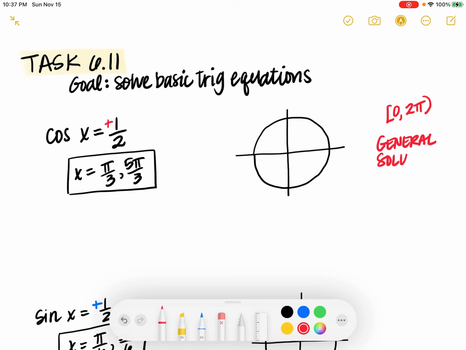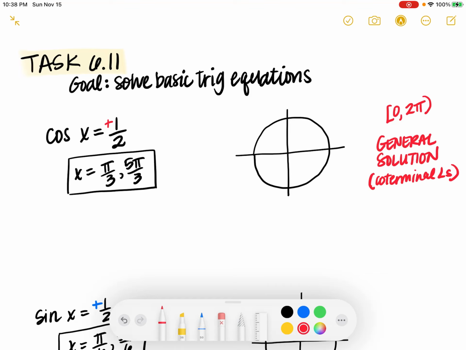The general solution is saying, well, I know there is this repeating pattern. Every time we make a new circle, we're going to come across those same angles again, or coterminal angles. So, is there a way we can generalize this? Is there a way we can write something out that says, well, it's this angle plus all the angles that match up to it, or all the angles that are coterminal to it? Well, that's what we're going to do.